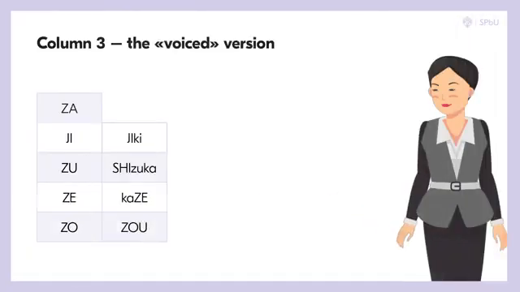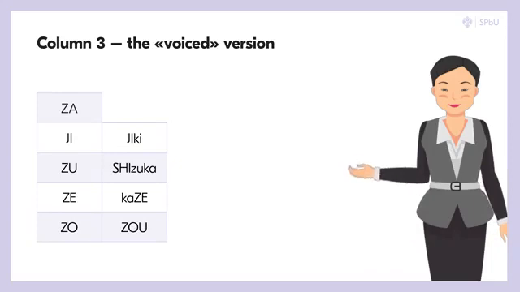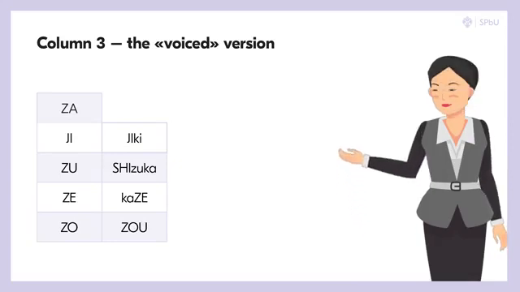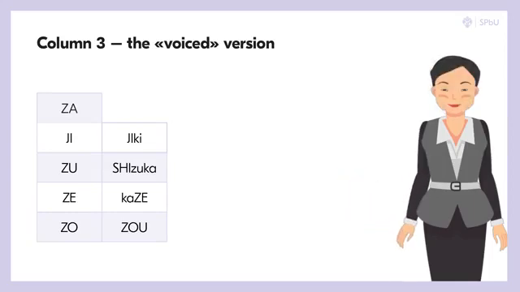This column also has a voiced version. Here it is. How to write voiced consonants in the Japanese script will be discussed a little later. For now, we are going to use only the Latin transcription. Remember the correct pronunciation of vowels and repeat after me. Za, ji, zu, ze, zo. And now some words. Jiki, shizuka, kaze, zo.